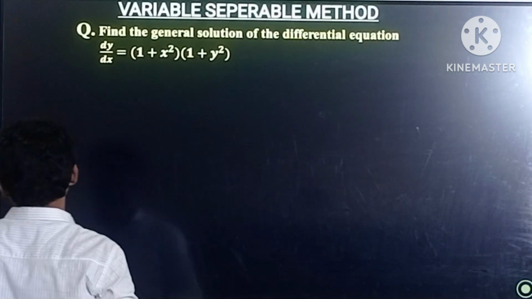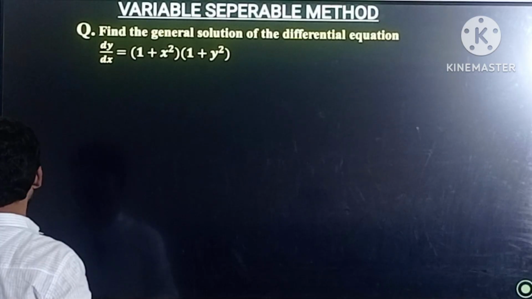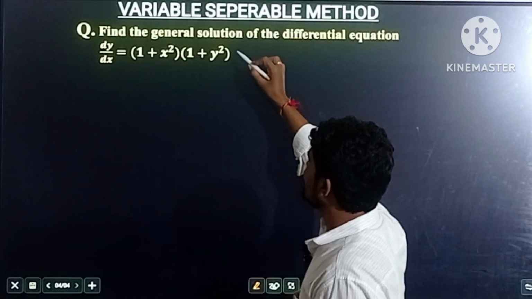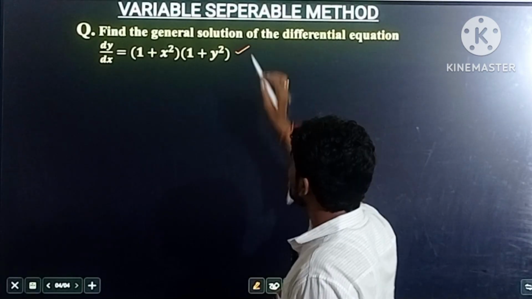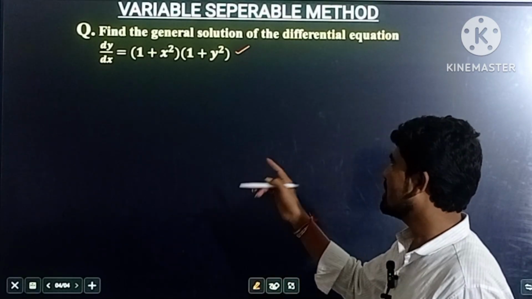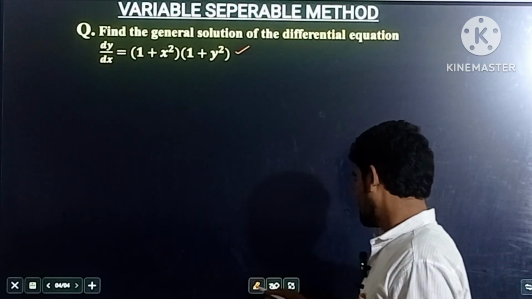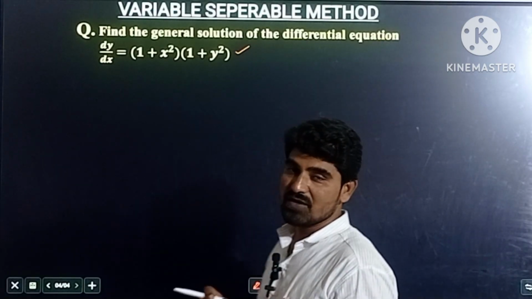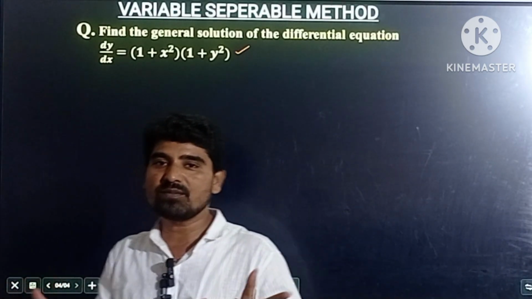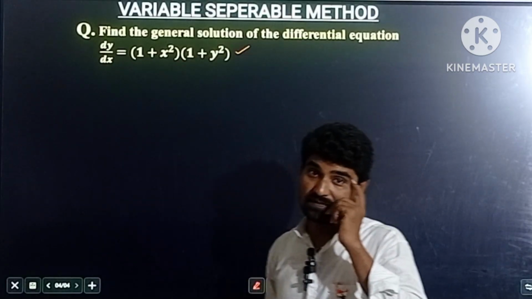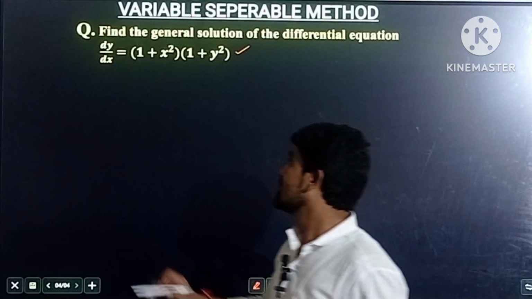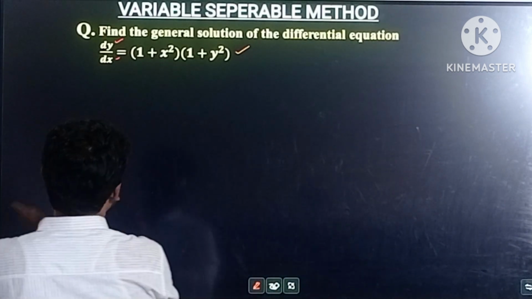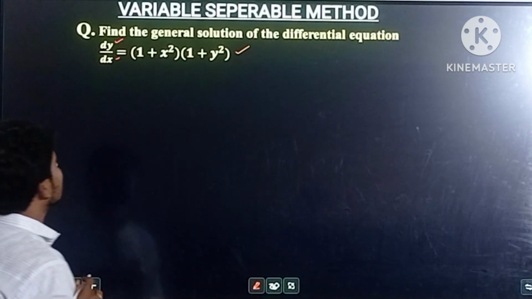Here is the first question. Find the general solution of the differential equation dy by dx is equal to 1 plus x square into 1 plus y square. So this is similar to the previous one. See here, to identify the general solution of this differential equation, first thing we need to separate the variables involved in this differential equation. The variables involved are y and x. So let's take y and x on either side of the equation.